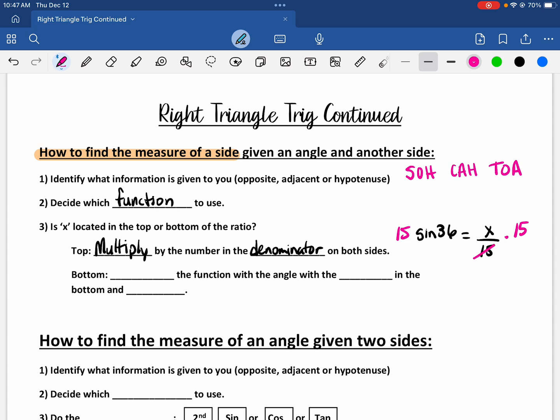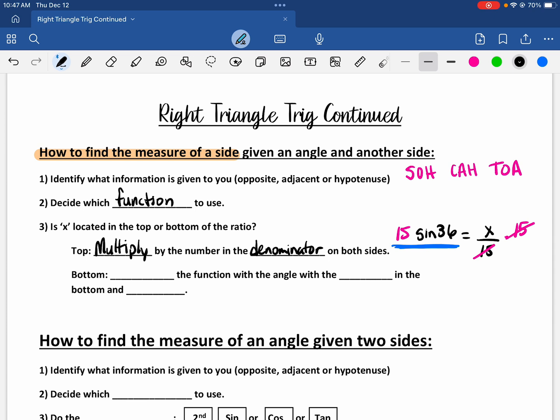Right? And then those 15s would cancel each other out there on the right. And then what you have here on the left, that 15 sine 36, that is what you would type into your calculator or Desmos to get your answer to that question.